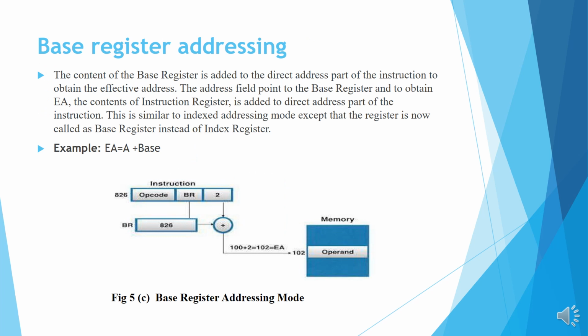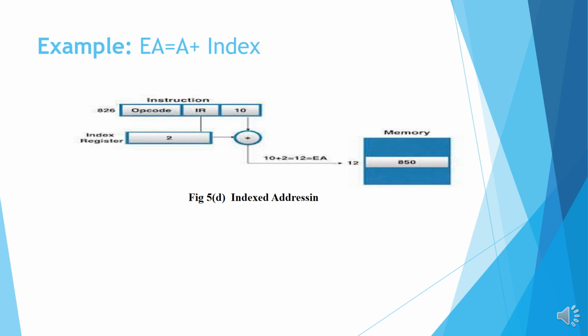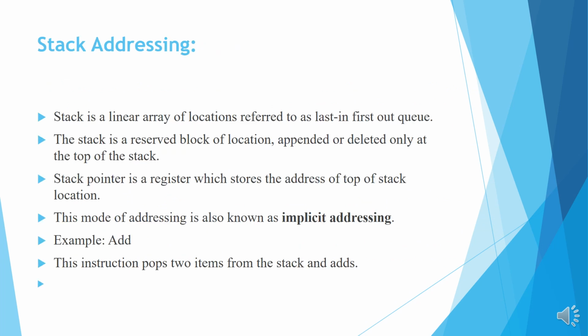Then base register addressing. It will have an instruction, and then the value in the base register BR is added to it. Both values are added, and the result is given to the index register. The index register is added to the direct address part of the instruction to obtain the effective address. An example of this is a linear array location referred to in last and first order.